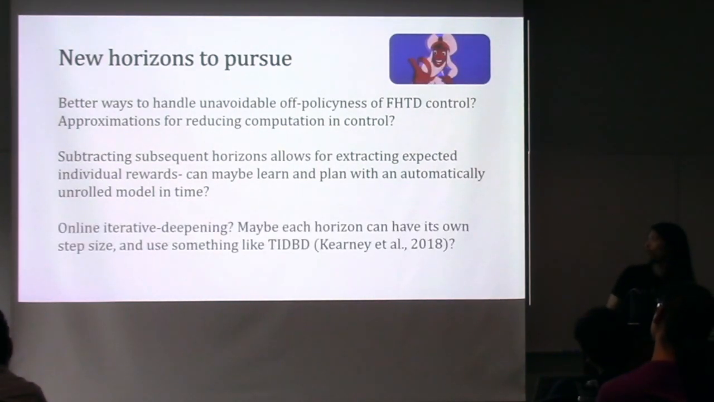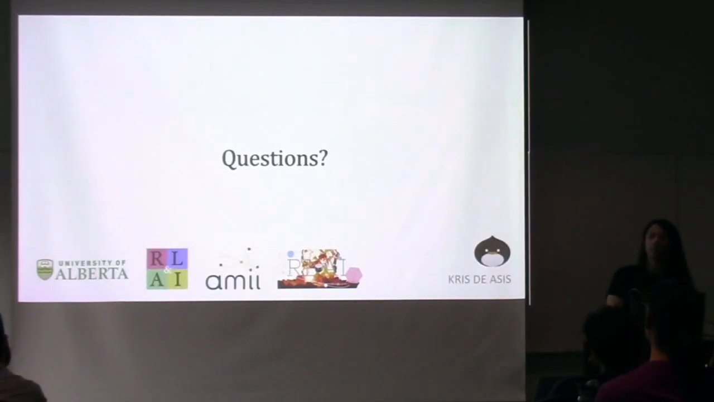And maybe there's an online way to do that iterative deepening thing. It looked promising in Baird's counterexample. Maybe it could be done online in a clever way. So one way to do this is maybe each horizon can have its own step size and use some adaptive step size method like Tidbit. And yeah, that's mostly what I had.